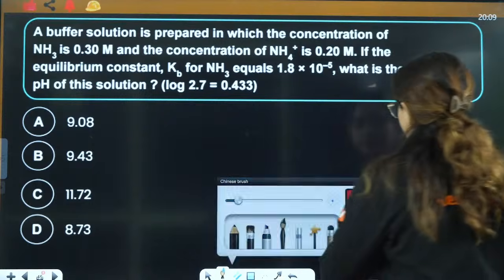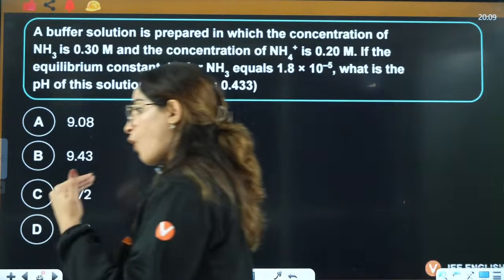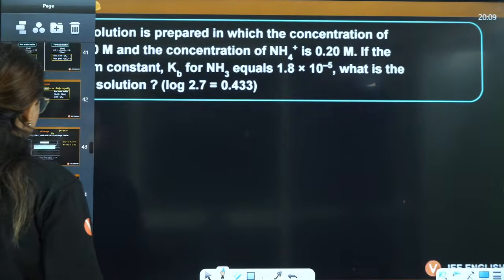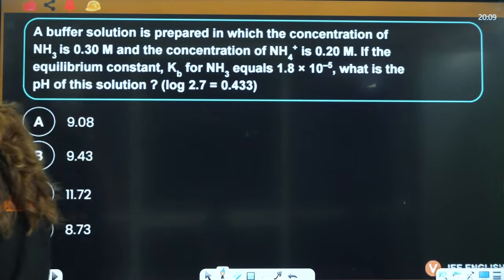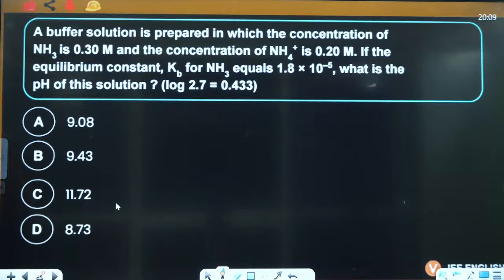Now let's do some questions on buffer solutions. Yes, everybody, let's do questions of buffer solution. Tell me if you're ready for that. Make lectures for the chapter, please. Yes, Kanak, yes, definitely I'll do that.